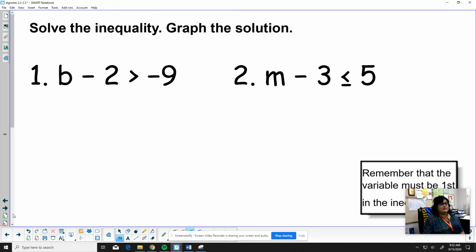All right, go ahead and press pause and try both of these. They're both similar. Go ahead and just solve. Don't worry about the graph.